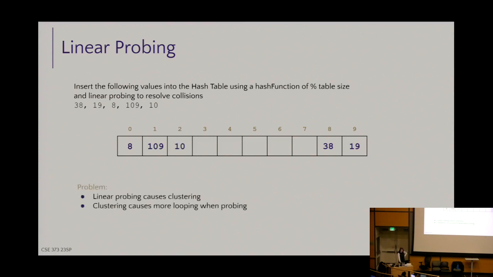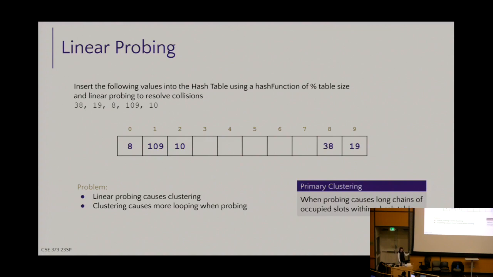And so what I end up with here is the problem that we refer to as clusters. If we get a lot of collisions in the same general area, since we're just putting it right next door, I can end up with this situation where I have clusters of full boxes and then big gaps. It causes long chains of occupied slots within a hash table.